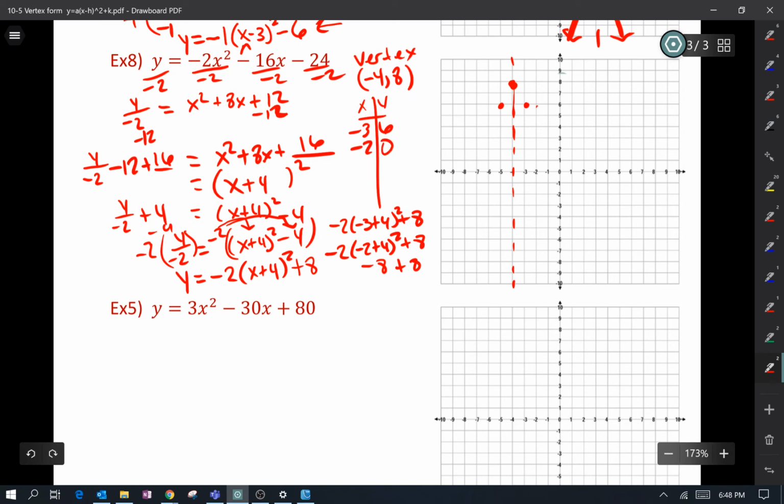Okay, I know what happened. I used 0 instead of negative 2. So negative 2 is 0. So there it is, reflected right here. And that's probably enough for us to graph it, right? Something like this.